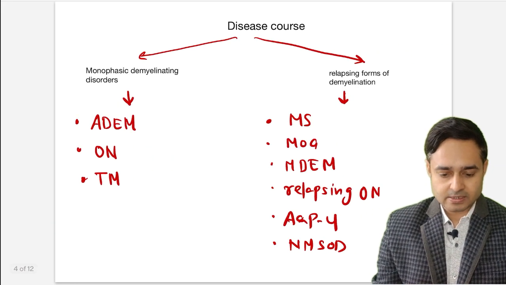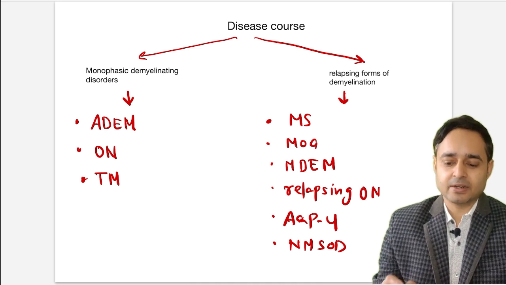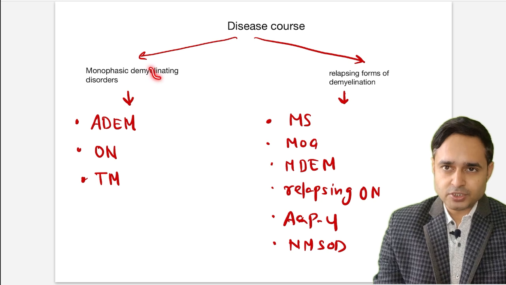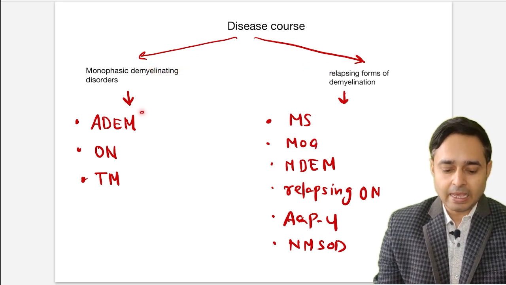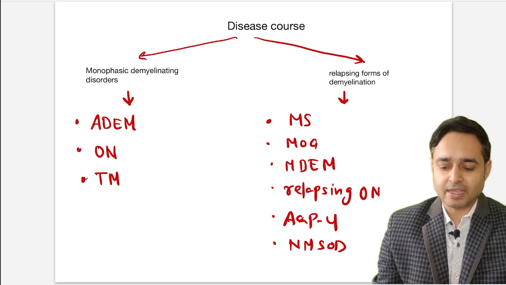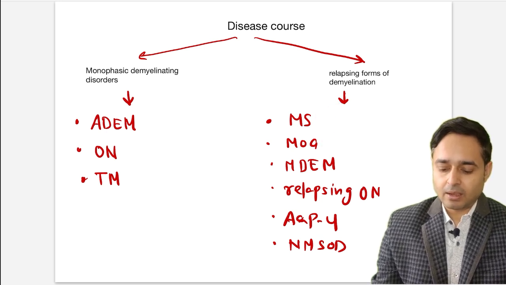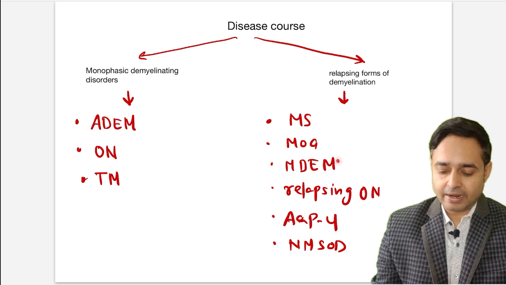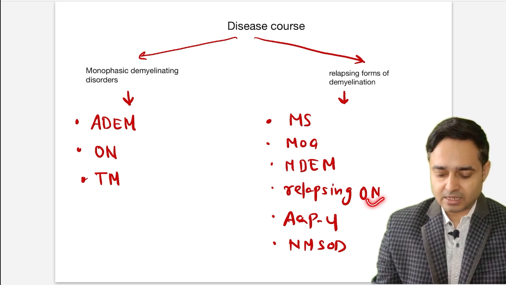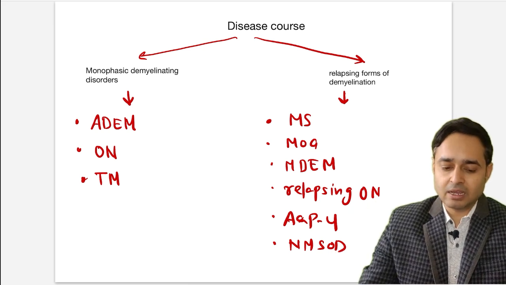Next, this is the disease course of demyelinating disorders. This can be a monophasic course and a relapsing course. In the monophasic course, we can see ADEM, optic neuritis, and transverse myelitis. And in the relapsing form, it is MS, MOG, multiphasic ADEM, relapsing disease with aquaporin 4, and NMO spectrum disorders. So this is very important, how they are classified.